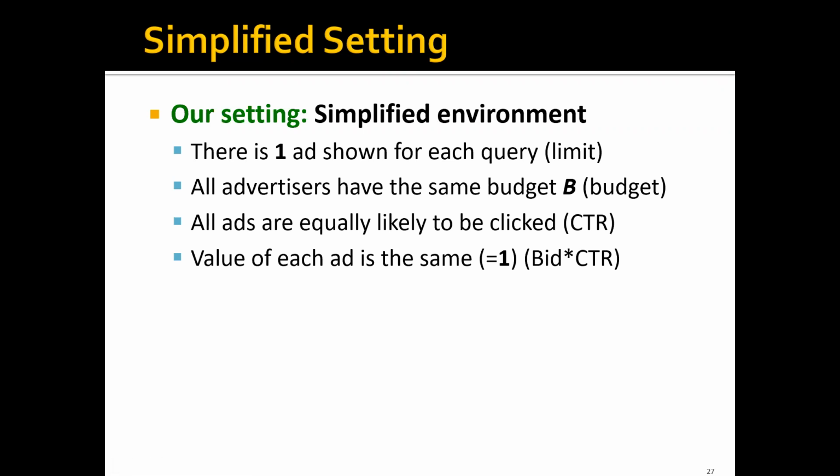Next, let's discuss and analyze different algorithms in a simplified setting. Let's say that there is one ad shown for each query. So this is the limit part. And let's also say that all advertisers have the same budget, and all ads are equally likely to be clicked. So basically their CTR are identical, and the value of each ad is the same. So that basically means that for each query, the bid times CTR will be the same.